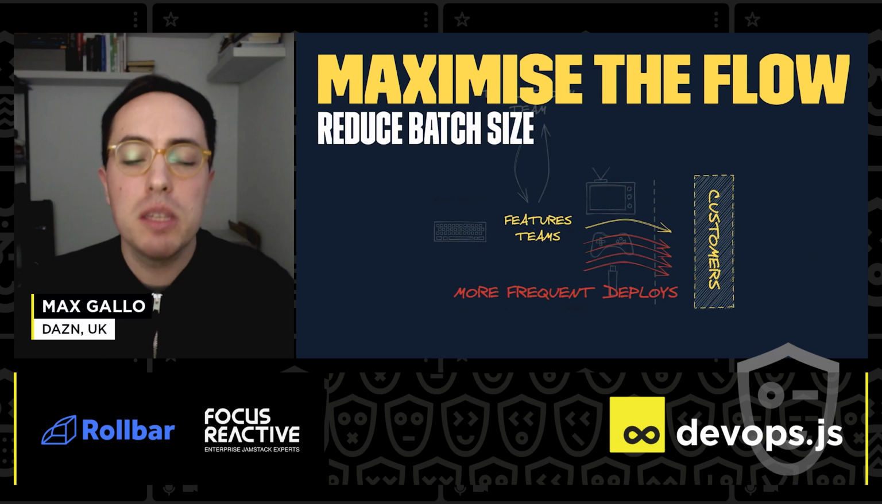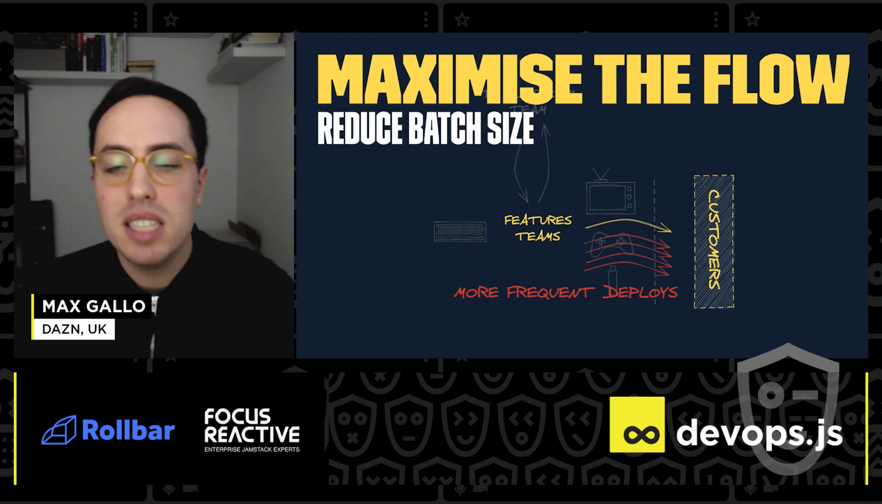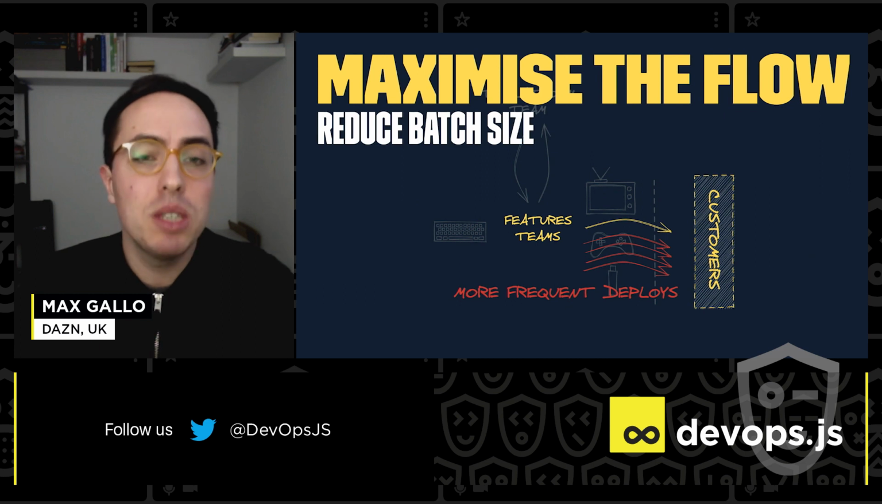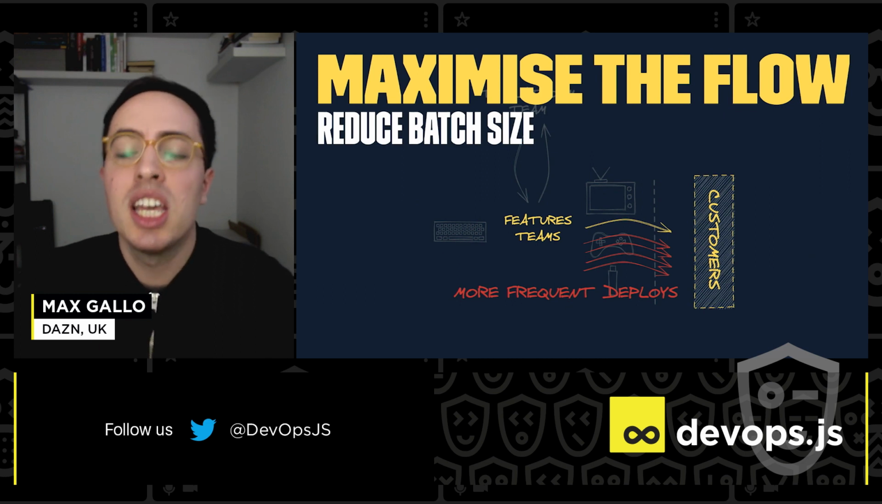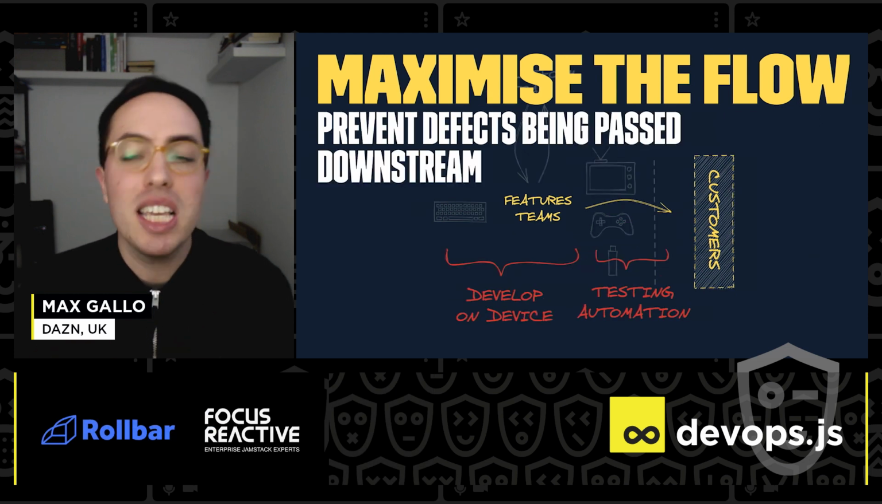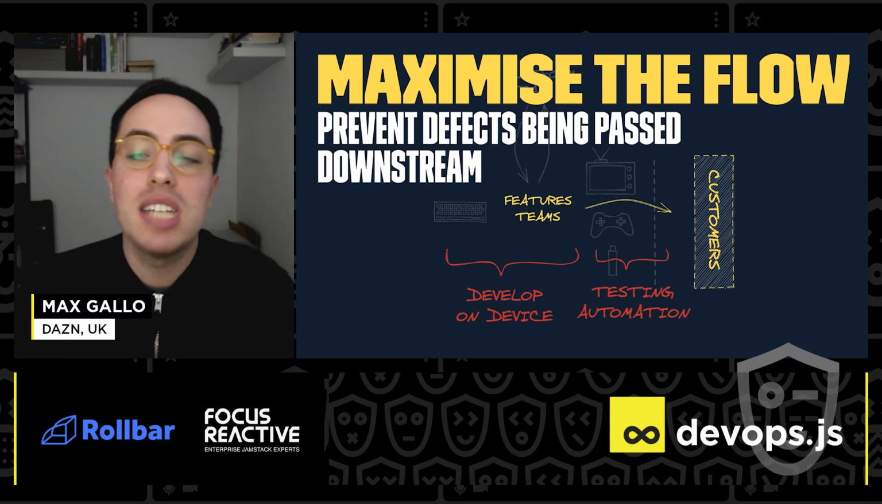And also reduce the batch size. Not having to deal with two teams and all the communication between these two teams means that one team can potentially deploy multiple times a day. It's up to them. They are in charge. They are, again, autonomous. They are autonomous in taking that decision. And last but not least, prevent defects being passed downstream.